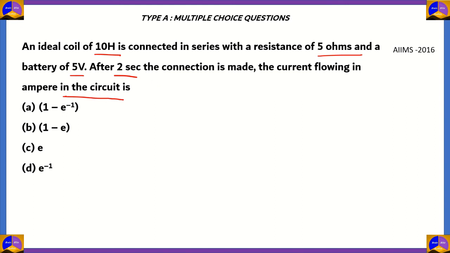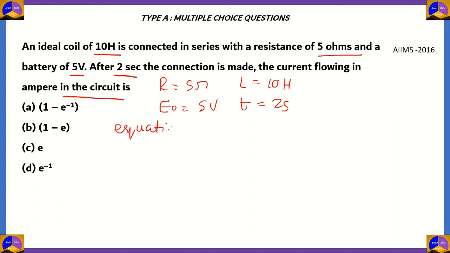So, in this question, we have the value of R as 5 ohms, the value of L as 10 Henry, the value of E naught as 5 volts, and the value of time as 2 seconds. What equation of current must we use? So we will use the equation of current, which is I is equal to I naught times, inside the square bracket, 1 minus e raised to minus Rt by L.